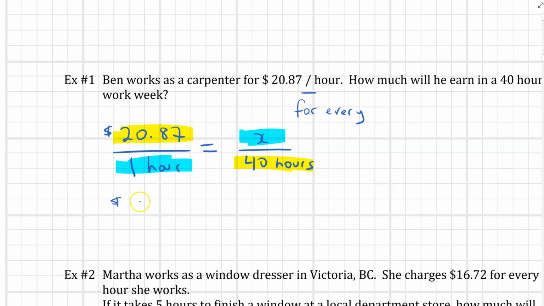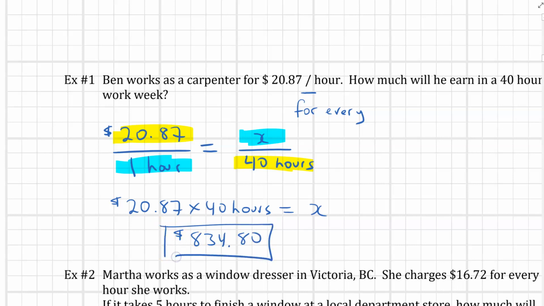So I'm going to put those together. I'm going to multiply $20.87 times 40 hours, and that's going to be equal to x times 1. So what is x times 1? Well, x times 1 is still just x. So it's actually pretty straightforward. You're going to multiply those two numbers together to get the answer. Using your calculator, and this is definitely a calculator question, 20.87 times 40 is $834.80. And I'll put a box around it so I see the answer.